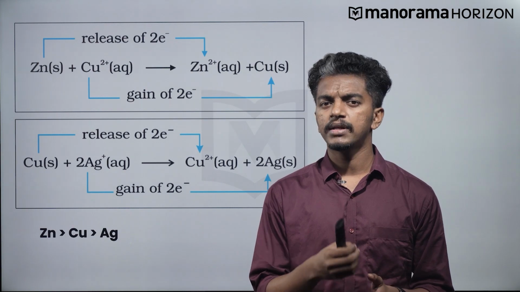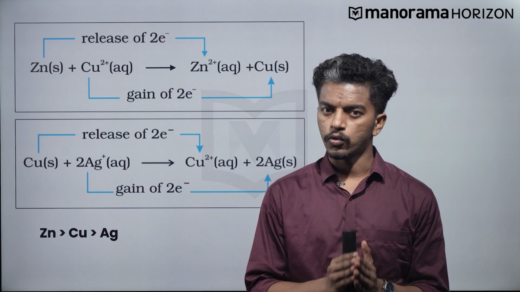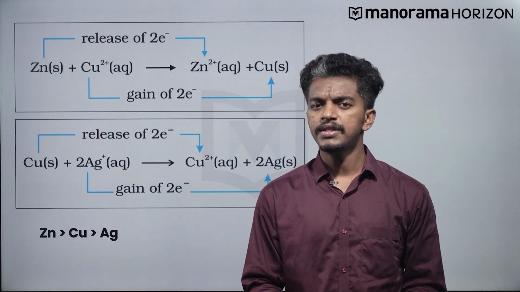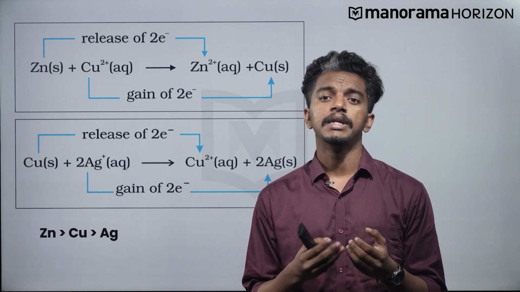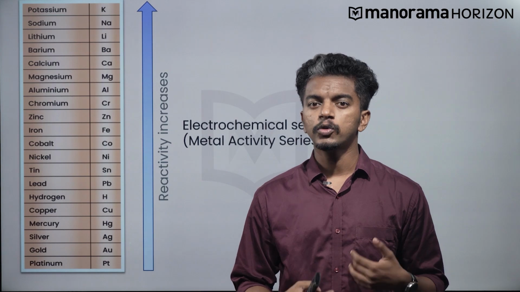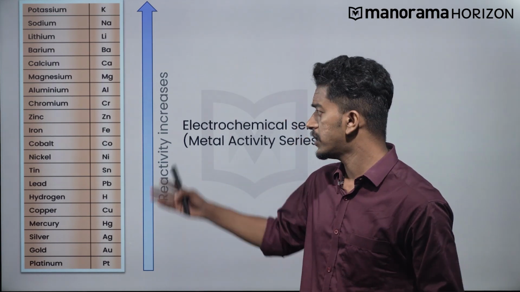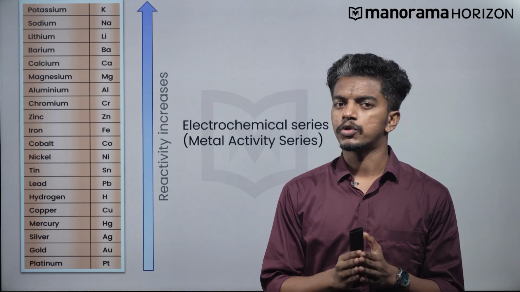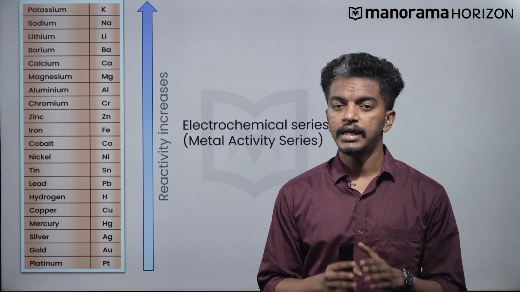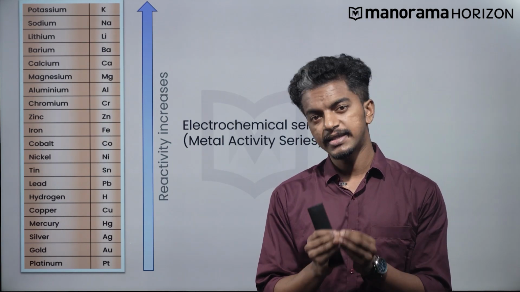Now, if you compare the reactions we have discussed so far, we can see that the tendency to lose electrons decreases from zinc to copper to silver. This suggests that metals differ from each other by their tendency to release electrons. Now, based on the tendency of metals to release electrons, they are arranged in a series as you can see here. This series obtained when they are arranged in decreasing order of their ability to lose electrons is called the metal activity series or simply the electrochemical series.